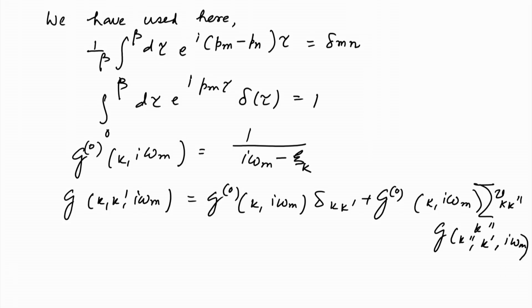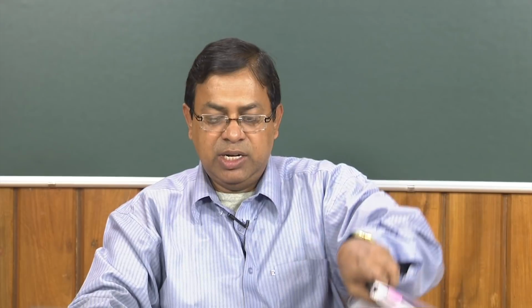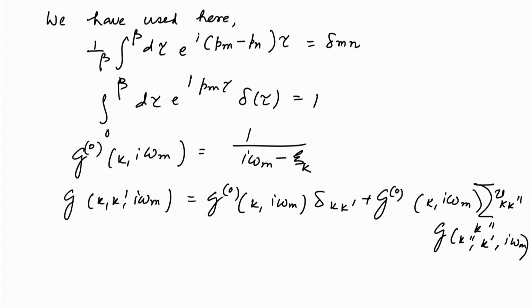Now, you see that both the sides depend on I omega m. Since both sides depend on a single variable, at a particular value of the variable, this equation will be valid. So, that tells us that I can actually drop I omega m, it is not required to keep it, in both the sides, and we can write this as an infinite series.